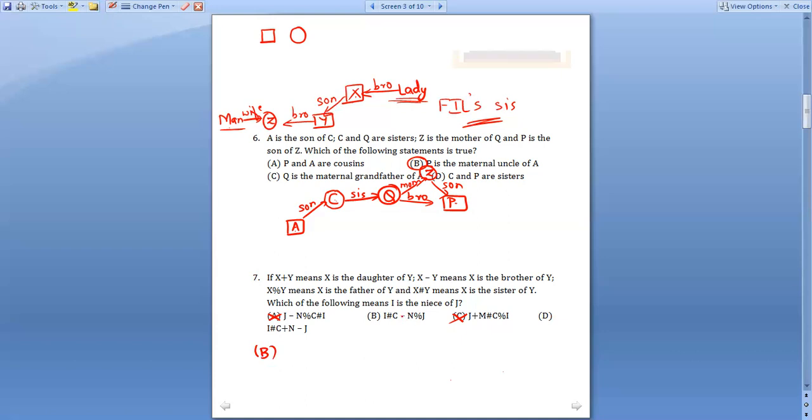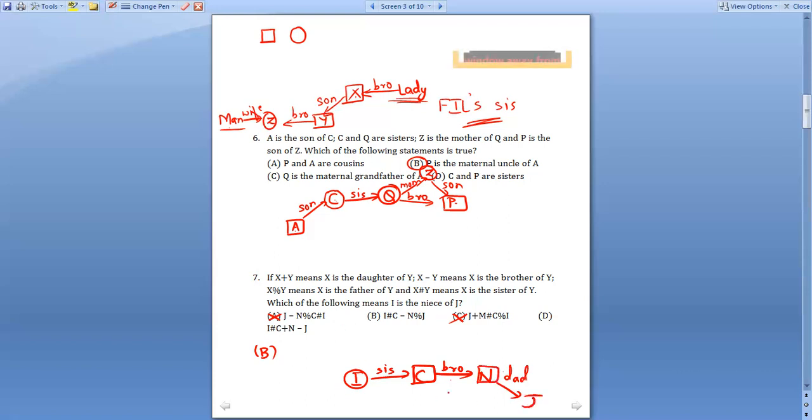I hash C. What do you mean by I hash C? I is sister of C. Okay, good start. Now consider C minus N. C minus N means C is brother of N. Now N percentage J. N percentage J means N is father of J.